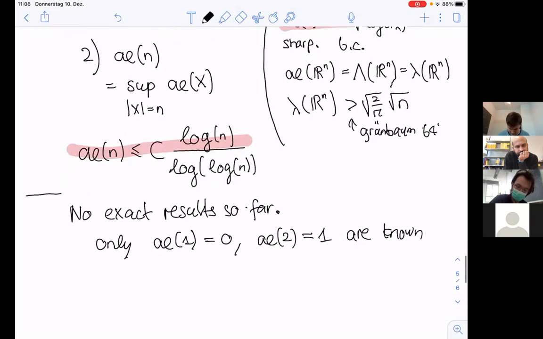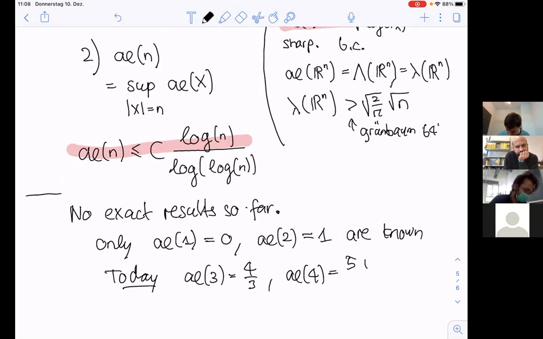And yeah, for today, maybe I will still have time. For today, we have also AE(3) = 4/3, and the other one, AE(4) = (5 + 4√2)/7. But I guess I will only be able to show you this quickly.